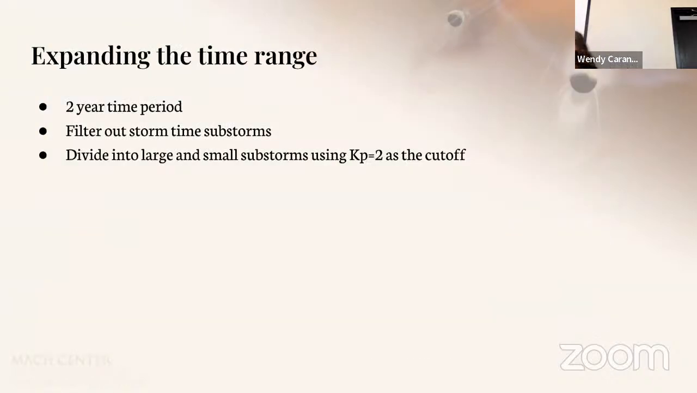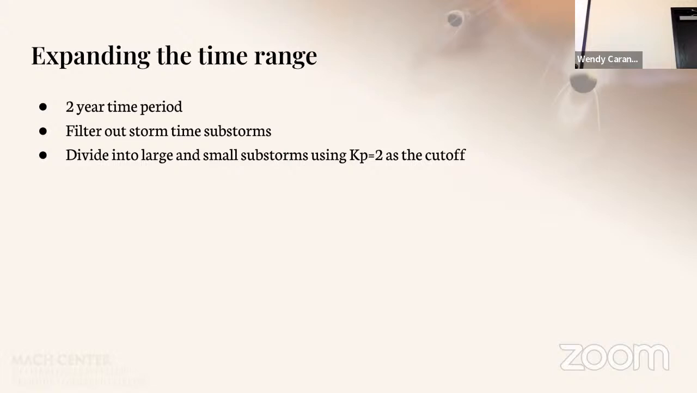So we decided we need much more data so that we don't just have 1 or 2 substorms throwing off the whole study. We wanted to expand from this 3-month time period into a 2-year time period. We also decided that we wanted to filter out substorms that occurred at the same time as a geomagnetic storm, just because we didn't want anything from the storm itself affecting our analysis. Once again, we wanted to divide into larger and smaller substorms to see how those affect things differently.